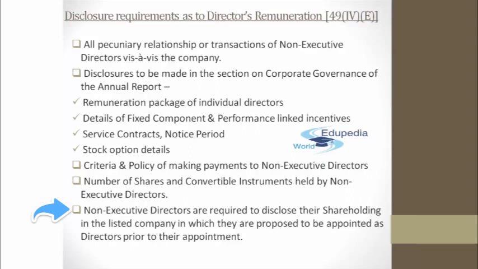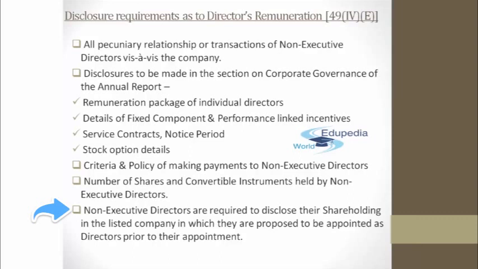in the listed company in which they are proposed to be appointed as directors prior to their appointment. That's simple enough, guys. Let's suppose you are an independent director and you are already holding some of the shares of my company. I am willing to appoint you as a non-executive director of my company. So in that case, you have to abide by the condition that you need to disclose your shareholding of my company in which I am proposing to appoint you as a director prior to your appointment in my company as a director.